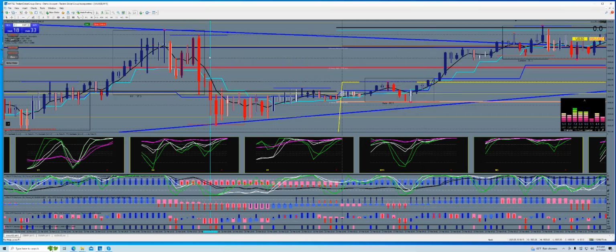And this is what shakes a lot of people out. But if you're in here, you can get out here, get back in, get out, get back in, get out, if you want to maximize or don't want to let the market pull back too much when it gives you an extended pullback.